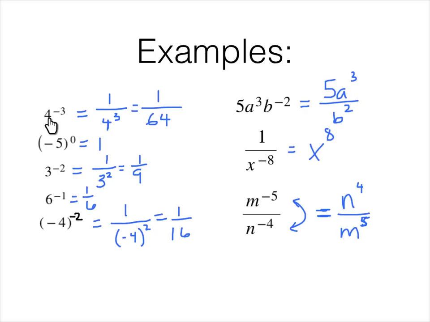Okay, anyway, 4 to the negative 3, 1 over 4 to the positive 3, and then 4 times 4 times 4 is 64. So 4 to the negative 3 does not come out negative. Notice the lack of a negative sign. So negative exponents do not give you negative numbers. And that's a very important thing for us to go ahead and recognize right now. What do negative exponents give me? Tiny numbers. So negative exponents do not give me negative numbers. Negative exponents give me tiny numbers.